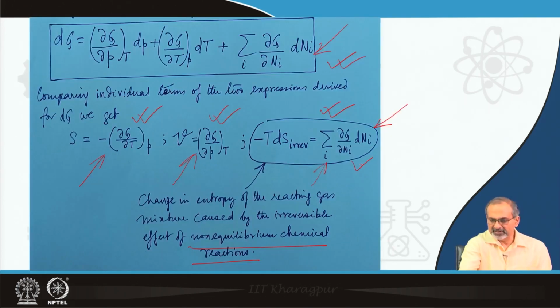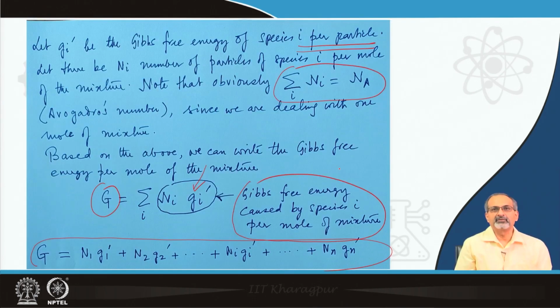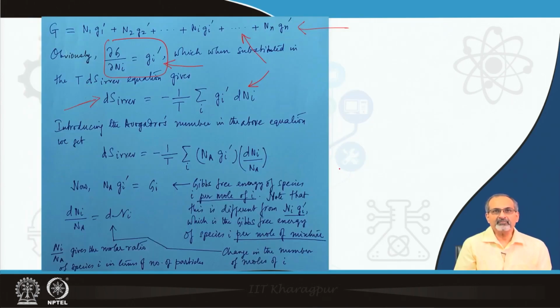We are again revisiting this term, which we earlier mentioned is very important for us to quantify the entropy change due to the irreversible effect of non-equilibrium chemical reactions, and we are trying to quantify that. And how are we trying to quantify that? We are trying to work out what del G del N_i represents. From there we can quantify that, and we have come to this point now.